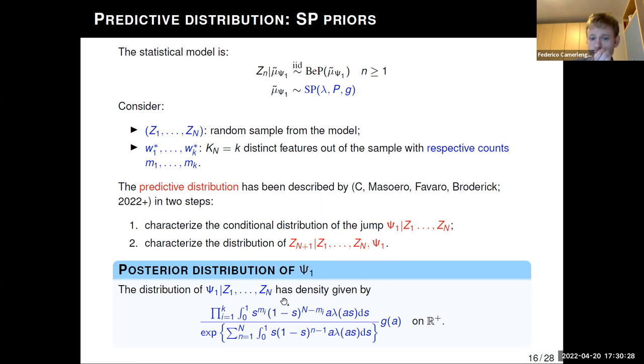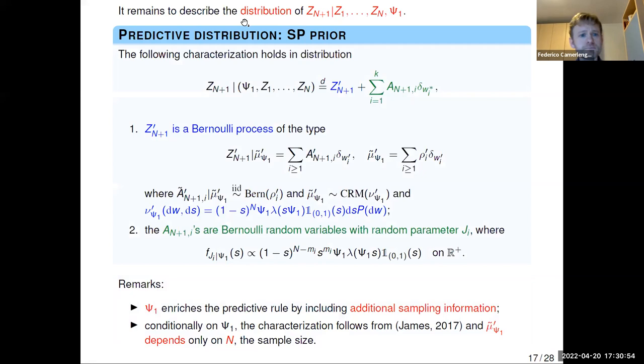First of all, the posterior distribution of C1 is characterized by the following density function. As you can see, the posterior distribution of C1 depends on the initial sample through the whole sampling information: the frequency counts, the number of distinct features, and so on. And then we have characterized the posterior distribution of the next individual given the observed sample and C1.